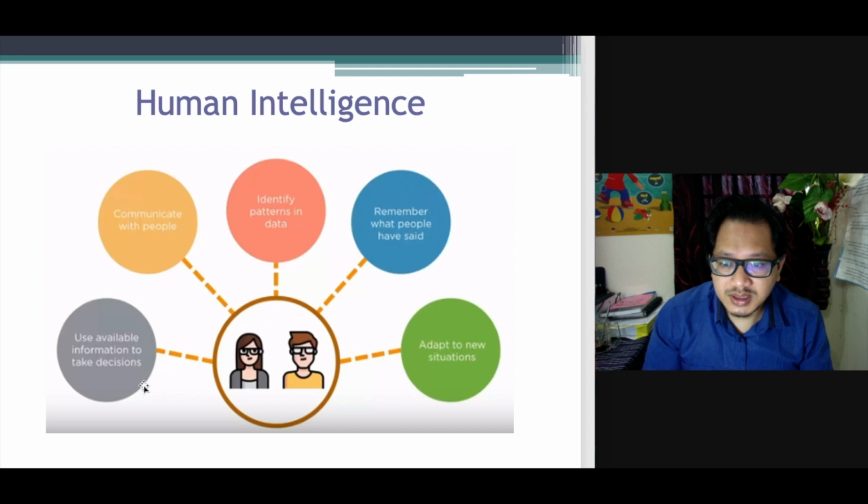Usually, human intelligence can communicate with people. That's why we say that it is intelligent. It uses available information to take decisions, identifies patterns in data, remembers what people said. We remember as a human and adapt to a new situation. Ini human punya intelligent.